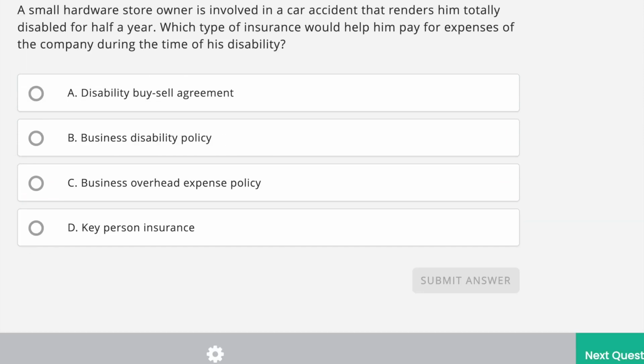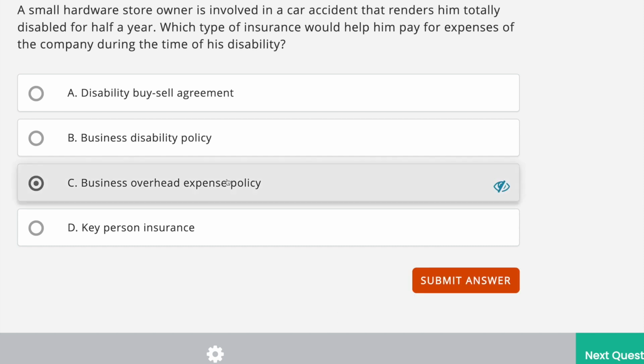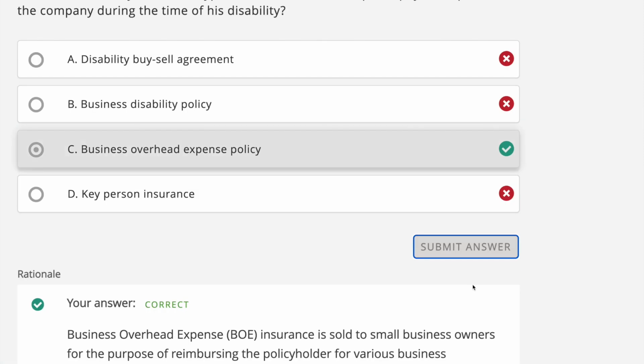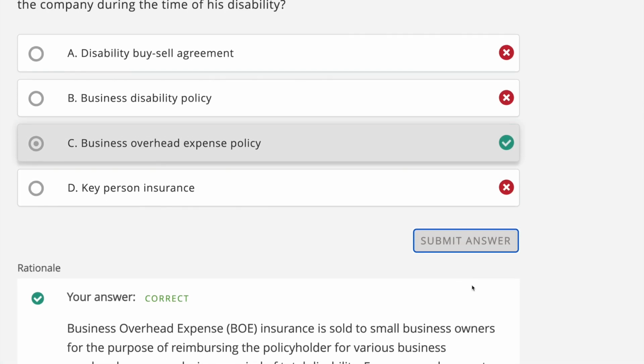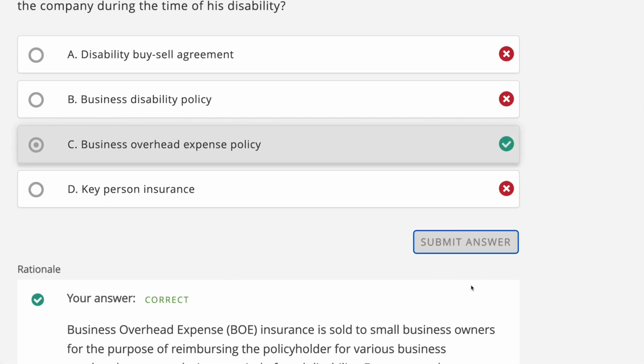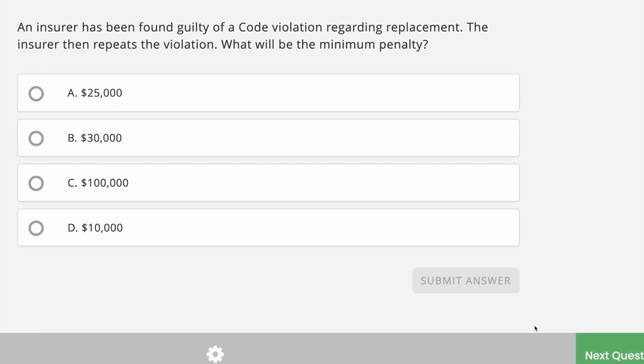A small hardware store owner is involved in a car accident that renders him totally disabled for half a year. Which type of insurance would help him pay for expenses of the company during the time of disability? Pay for expenses of the business. So this is an overhead expense policy. That's going to be the one. Overhead expense policy pays for the expenses of the business while he's on disability.